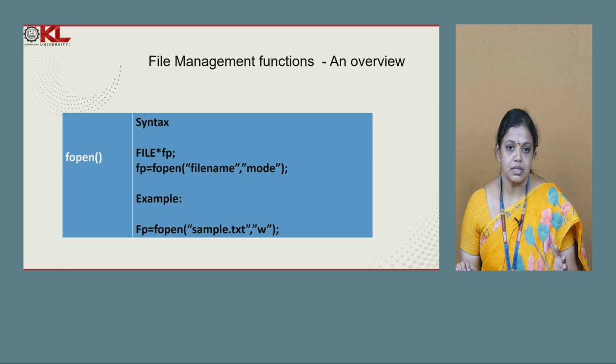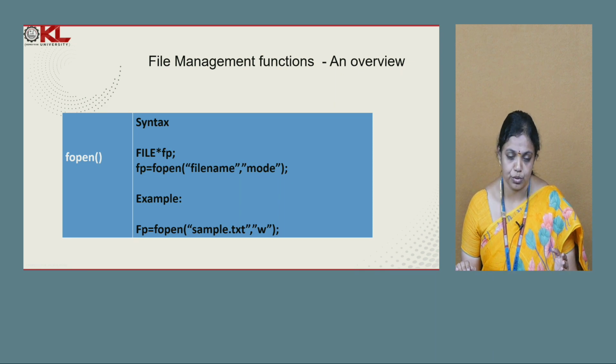The file name is a name to uniquely identify a file, and as an example I have given fp is equal to fopen of sample.txt, which says the name of the file is sample and .txt is the extension. Anything that comes after the dot is the extension. Here txt stands for text file. So sample is a text file which is opened in W mode. W indicates write mode. There are a few more modes available for opening a file, which we will be discussing in the next slide.